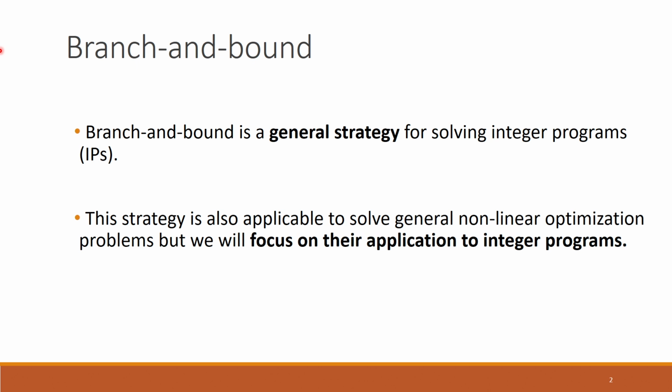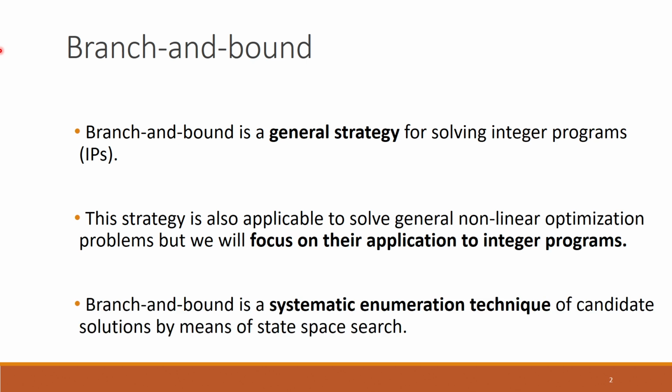This strategy, branch and bound, is also applicable to solve general nonlinear optimization problems, that is another category of optimization problems, but we will only be keeping our focus on solving the integer programs. So, branch and bound is a systematic enumeration technique of candidate solutions by means of state space search.